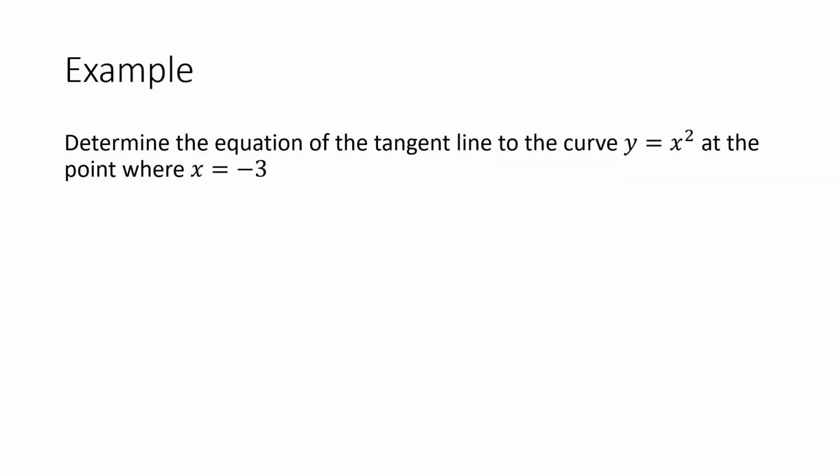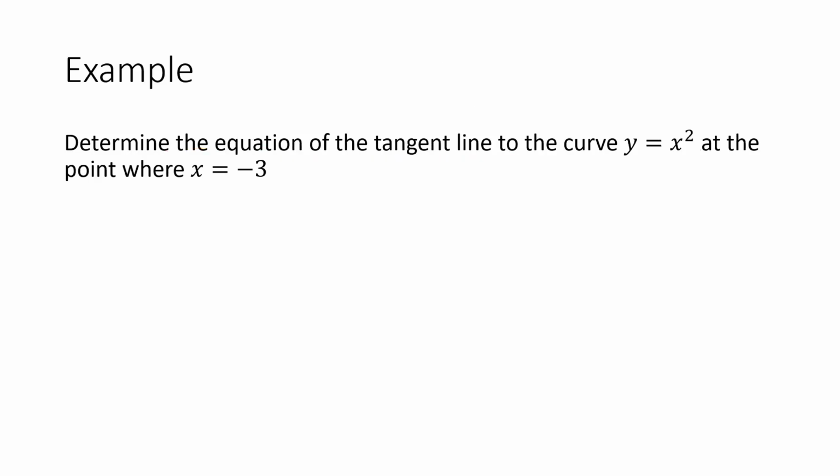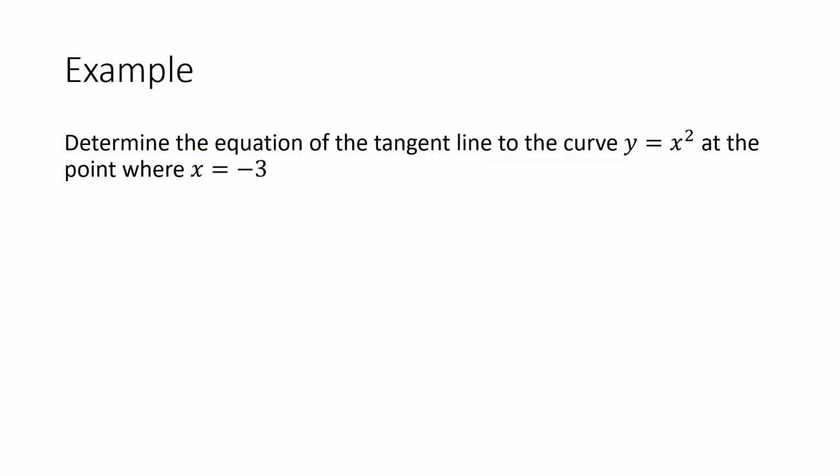Okay, so you might be thinking, well, what the heck does that mean? We got some information here, but let's put some context to it. So that's what the next question is good for. Let's determine the equation of the tangent line to the curve y equals x squared at the point where x equals -3. So this is the same as the last question, same function and the same x value. But now it's saying to us, give me the equation of that tangent line.